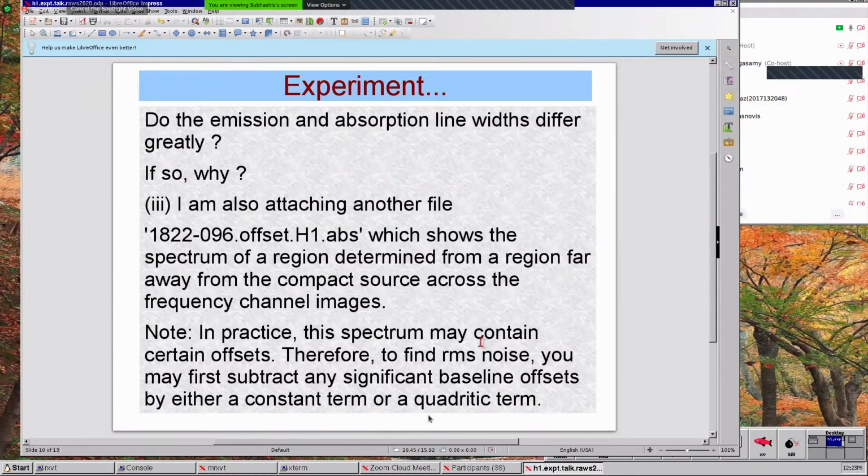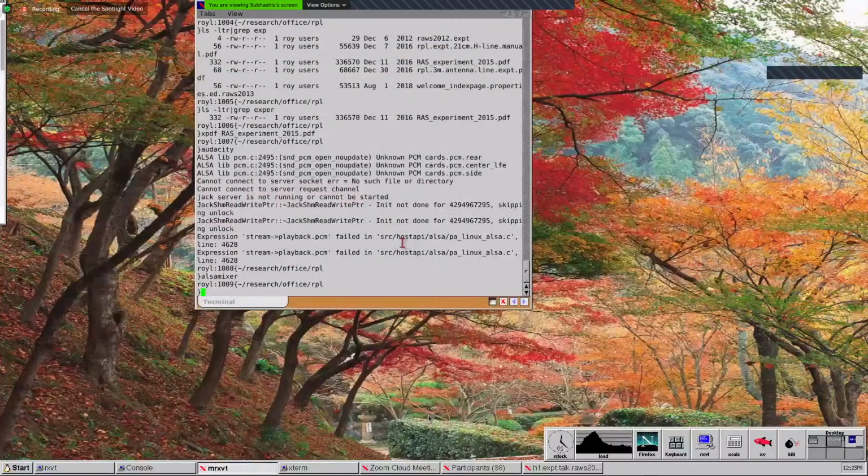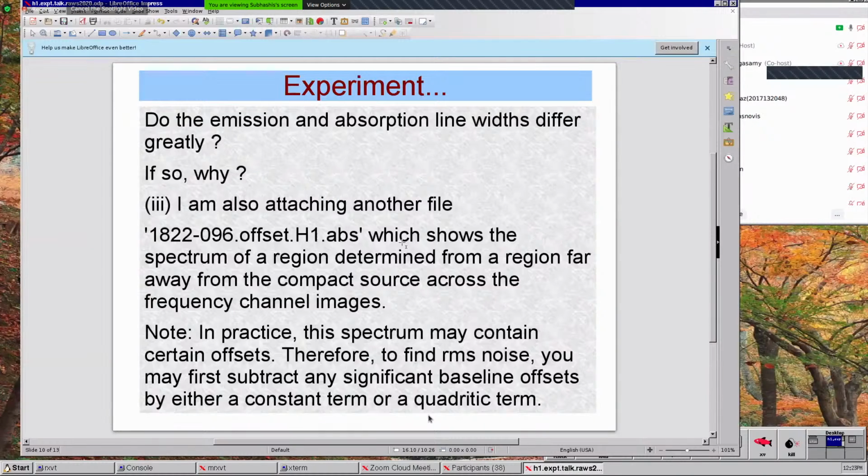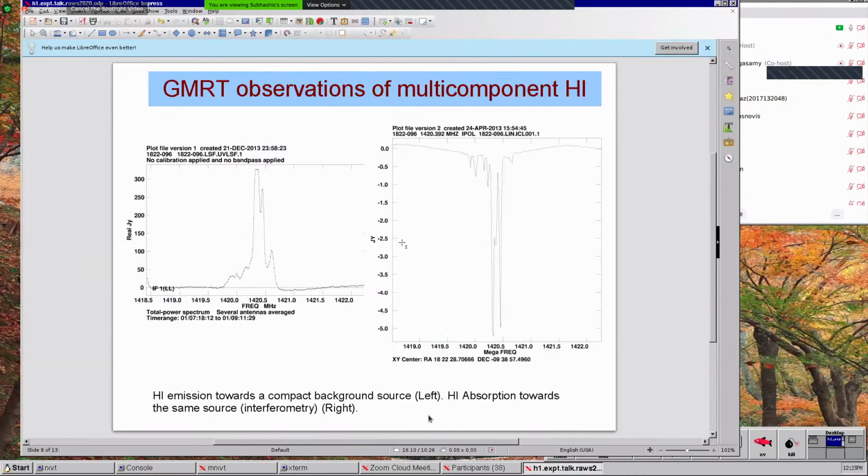The other thing is that there is one more file in the drive, which shows the spectrum of a region determined from far away from the compact source across the frequency channel images. If I am looking at a point source, I can also make an image further away from the point source and see how it looks. There I have taken the spectrum along that direction. The advantage is that there is no emission in that direction because the point source is absent, and there is no absorption because the point source is absent.